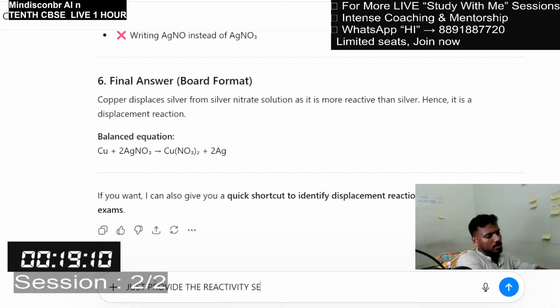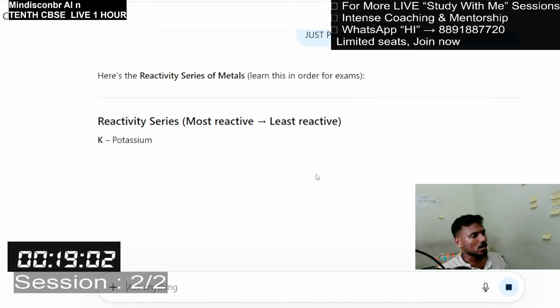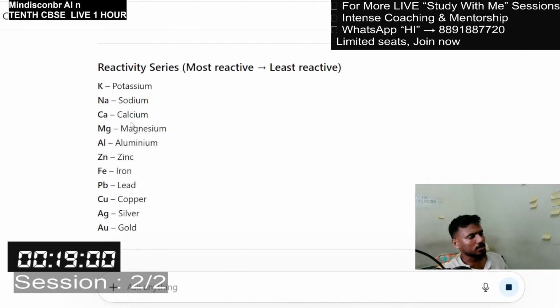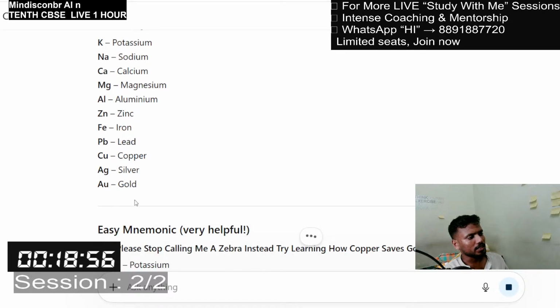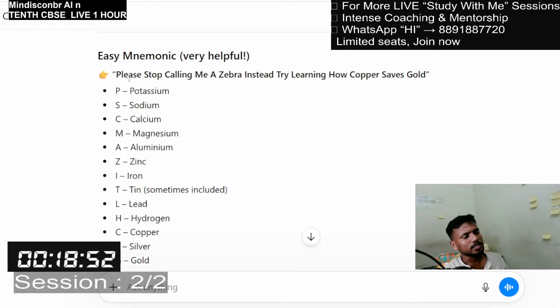Activity series for revision: potassium, sodium, calcium, magnesium, aluminum, zinc, iron, lead, copper, silver, gold. Always remember this code: please stop calling me a zebra. Instead, try learning how copper saves gold. This is very important. We will get all the elements from here.